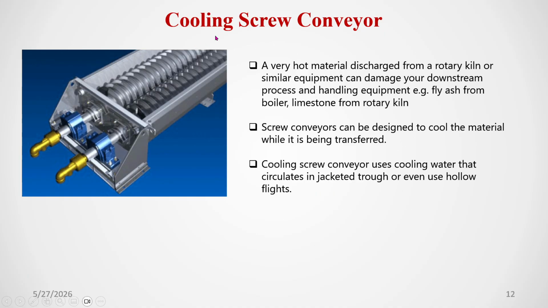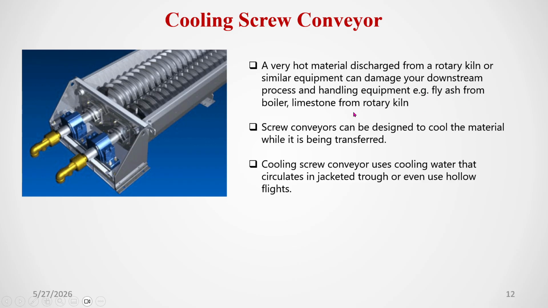Then this is the cooling screw conveyor. You see, from here cooling water will go in, and from here cooling water will come out. So whatever material we put here will be cooled when it is discharged at the other end. Very hot material discharged from a rotary kiln or similar equipment can damage your downstream process and handling equipment.